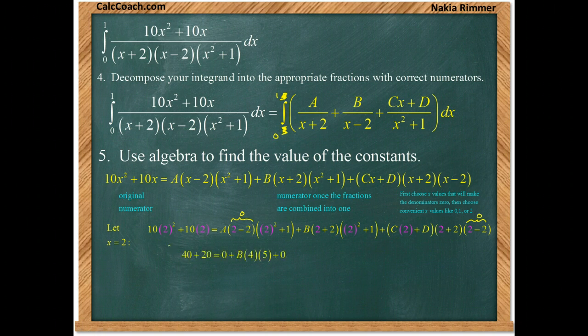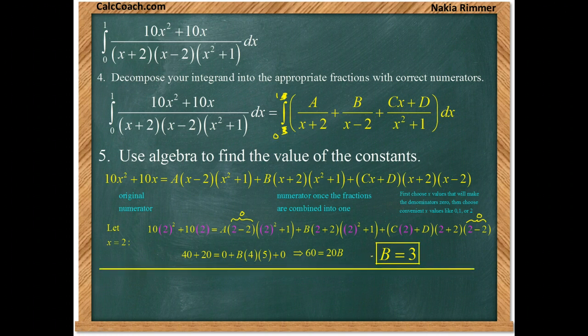2 squared is a 4, so 40, plus 20 on the left-hand side. 0 for the first, 0 for the last. In the middle, 4b times 5. So 4b times 5, that's 20b. 60 is 20b. It tells us that b is 3. Great.